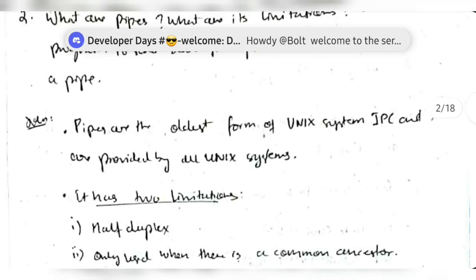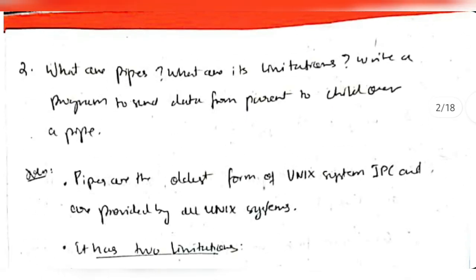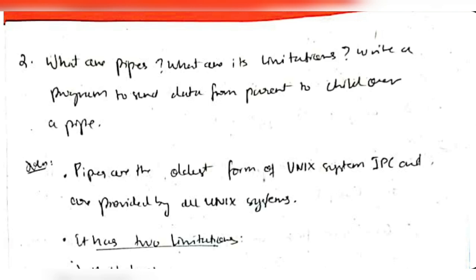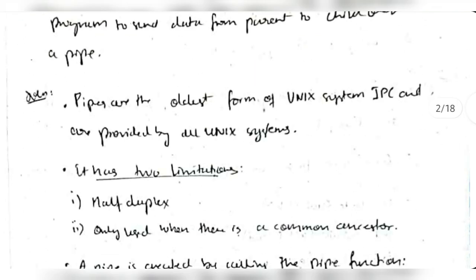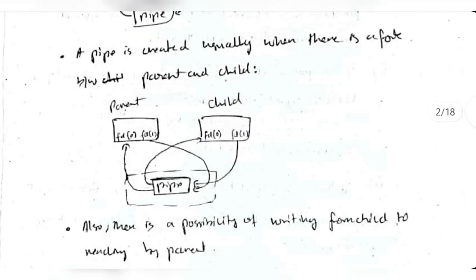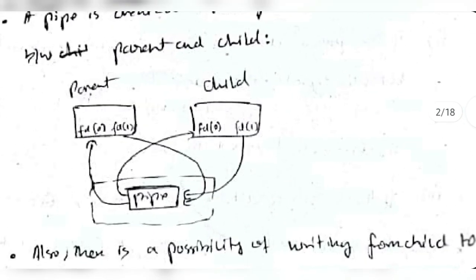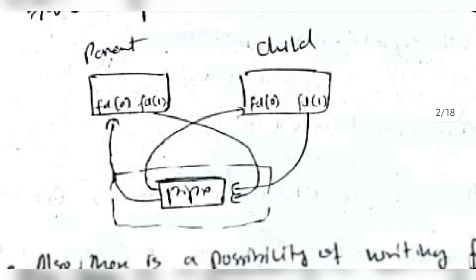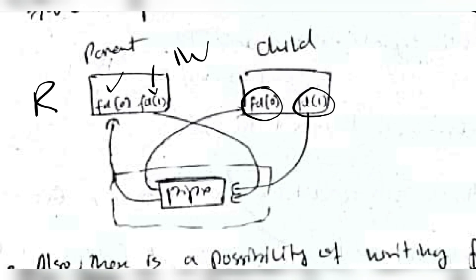So that was about the limitations, and let's see how to write a program to send the data from parent to child. Before writing the program, you have to make this diagram. This is how the data is transferred: fd0 means read, and fd1 means write.